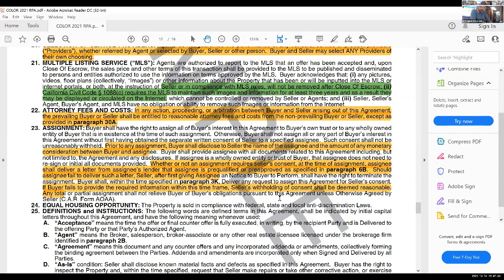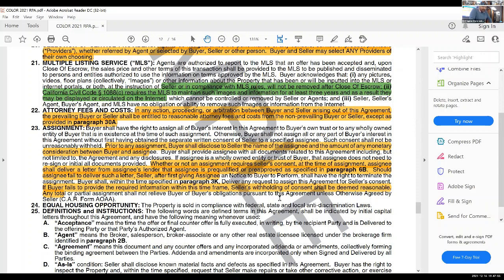But if you don't do that, then yeah, the buyer shall have the right to assign the buyer's interest in the agreement to the buyer's own trust or to any wholly owned entity of buyer that has existed at the time of such an assignment. The buyer shall not assign all or any part of the buyer's interest in this agreement without first having obtained the separate written consent of the seller to the specified assignee. Such consent shall not be unreasonably withheld. Prior to any assignment, buyer shall disclose to seller the name of the assignee and the amount of any monetary consideration between buyer and assignee.